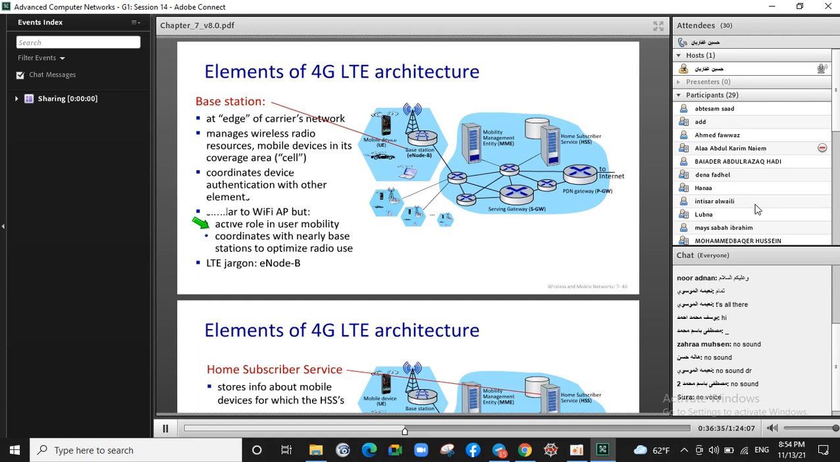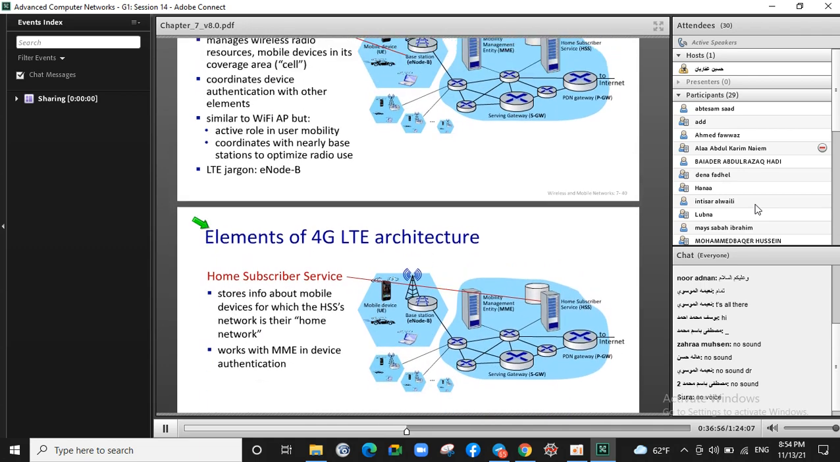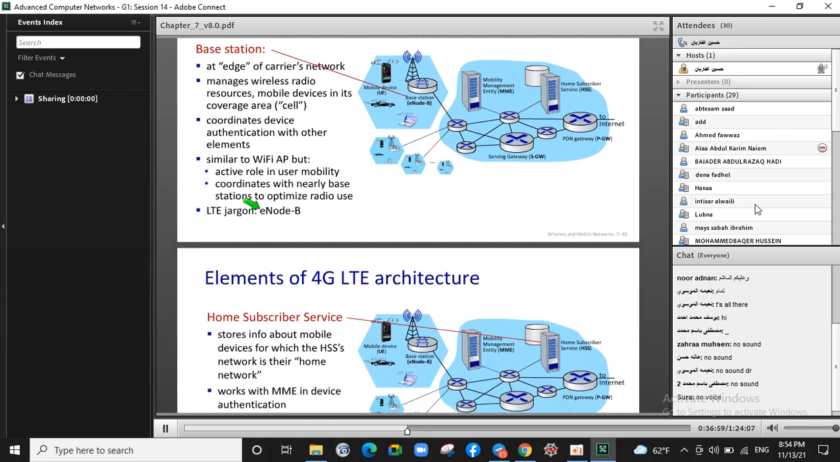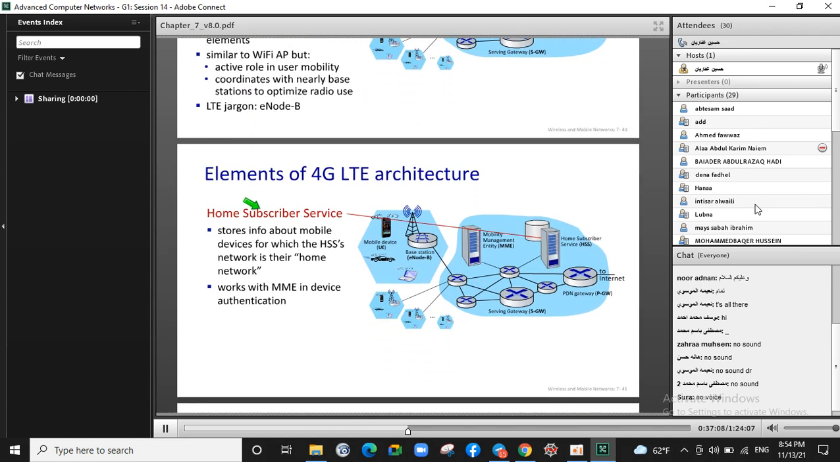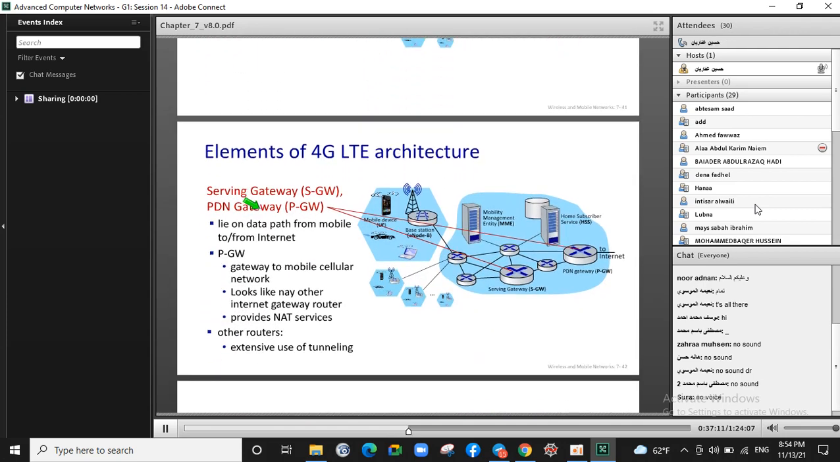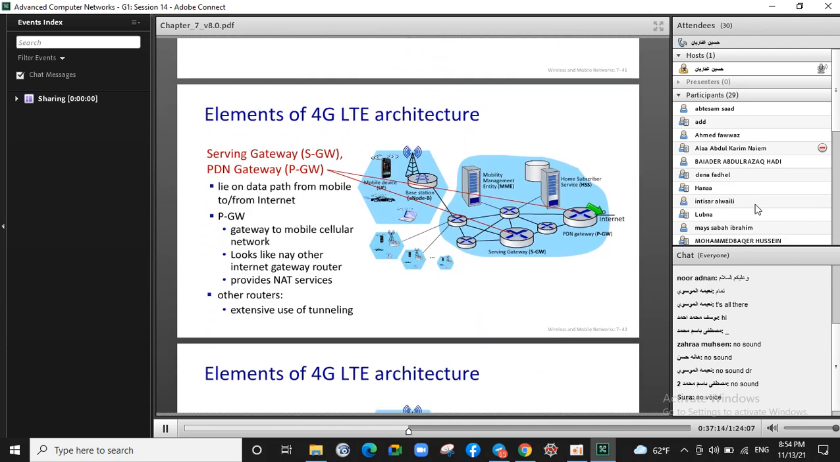However, in a Wi-Fi access point, the role of a mobile user is limited in Wi-Fi networks, but here in cell phones, cellular technologies, we can see the user mobility is very important. So we should actively handle mobility in wireless networks. And as I said, in LTE we call the base station an eNode B.